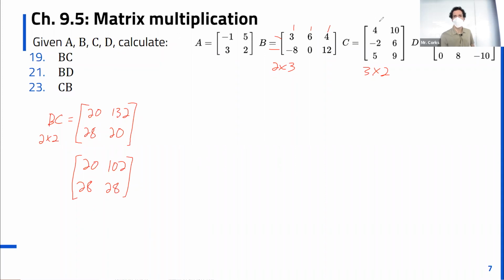Let's do some different colors here. So there are lots of ways you can organize it, the way I was showing you in class. We write the first one, B, on the left here: 3, 6, 4, -8, 0, 12, and write the second one, which is C, above here: 4, 10, -2, 6, 5, and 9.